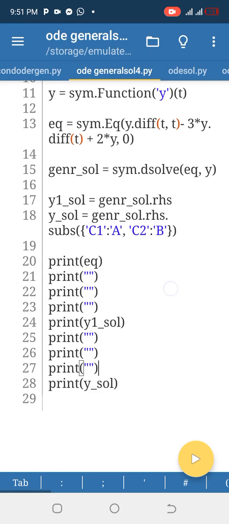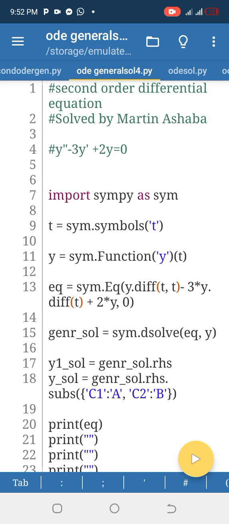So in simple terms, in summary, we have looked at the general solution of a second order differential equation using the dsolve function and using the Eq function for us to write the differential equation, and also utilizing the dictionary as a data structure for us to be able to substitute the constants C1 with A and C2 with B. And we have produced the general solution of our second order differential equation.